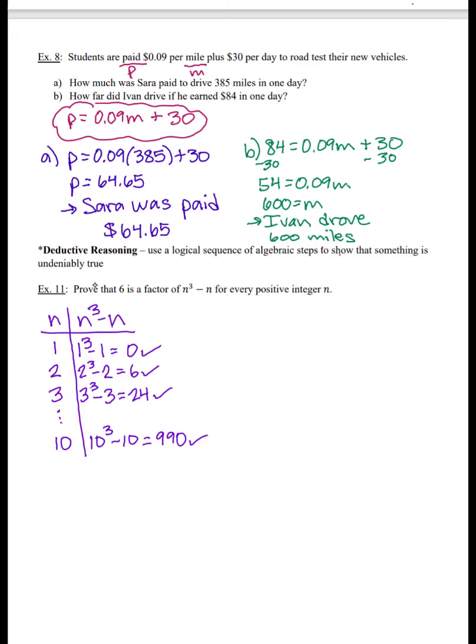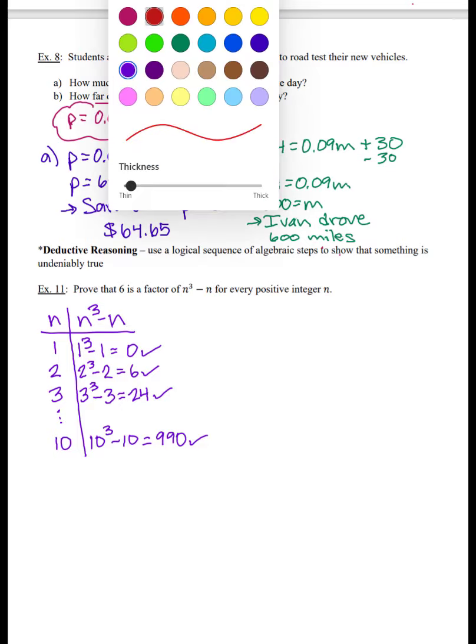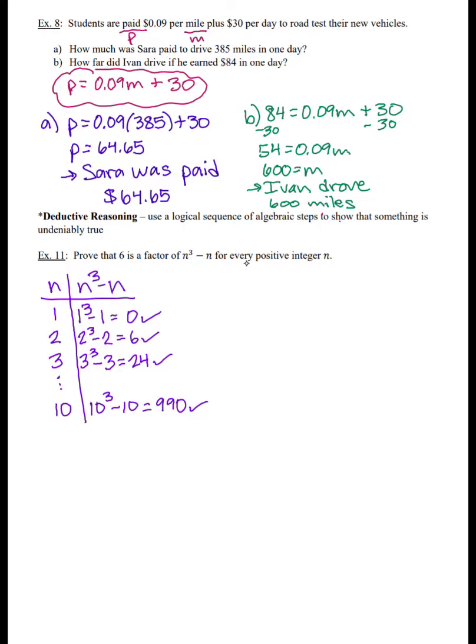So what we need to do is generalize the idea and use models that will work for any value of n. So let's take another look at that expression n to the third minus n. If we do some manipulation here, we have a common factor of n that we could factor out. And if we do that, we would be left with a quadratic, n squared minus 1.